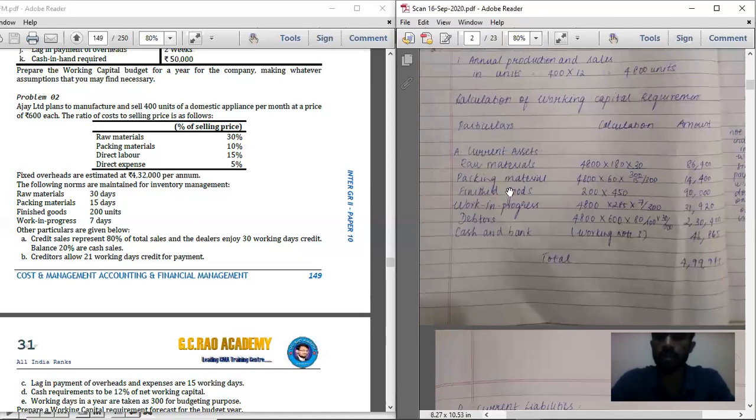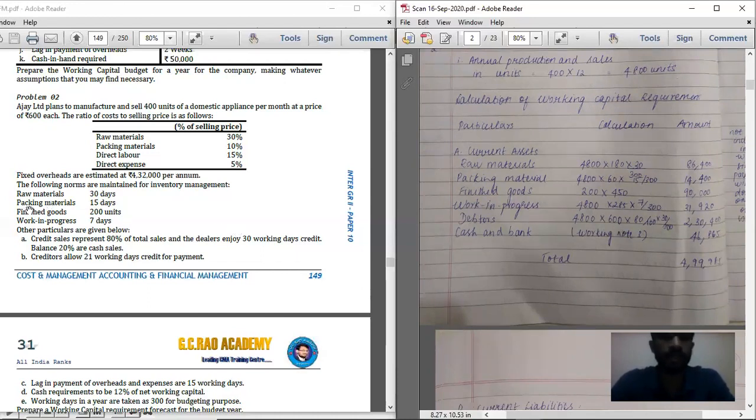So below finished goods, put work in progress. In the calculation column, 4,800 units into 285 rupees into 7 divided by 300.